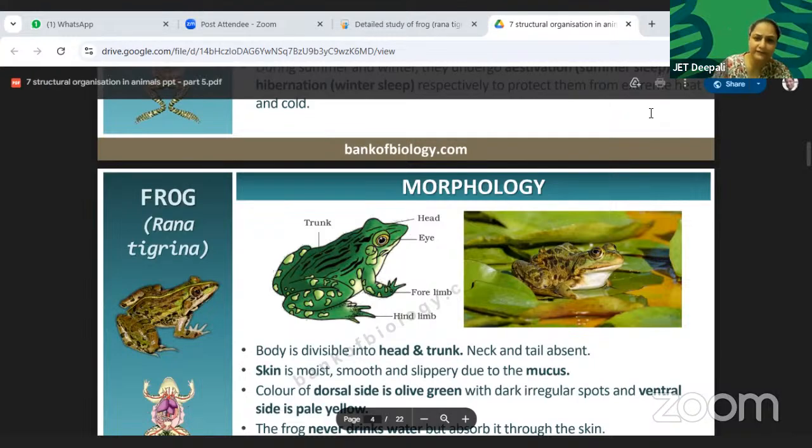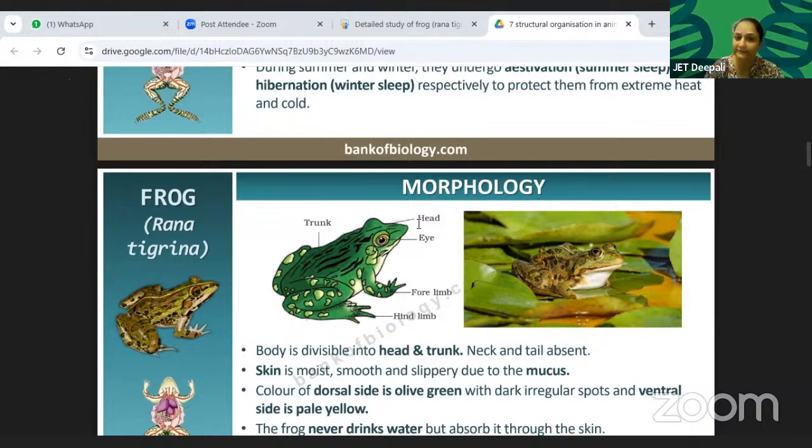Okay, fine. So we are studying about the morphology of the frog. See, this is the trunk, this is the forelimb, and this is the hind limb. This is head, and this is their eye. So now the body is divisible into two parts: head and trunk. Neck and tail are absent.